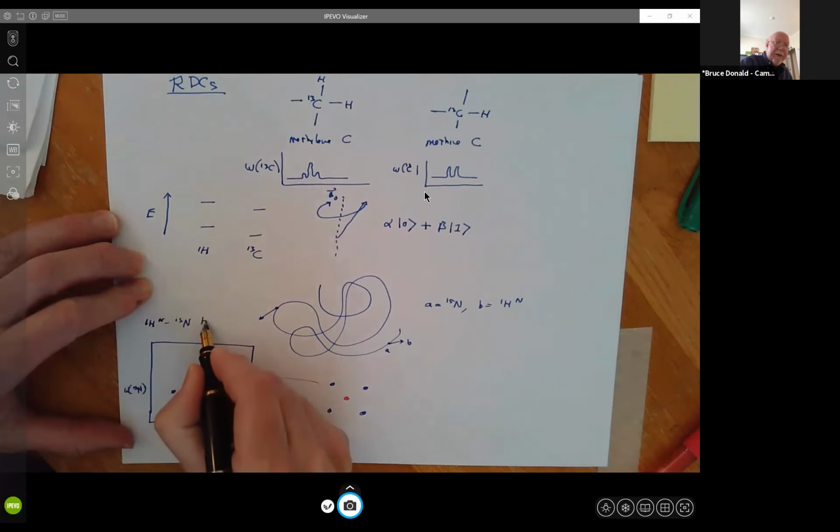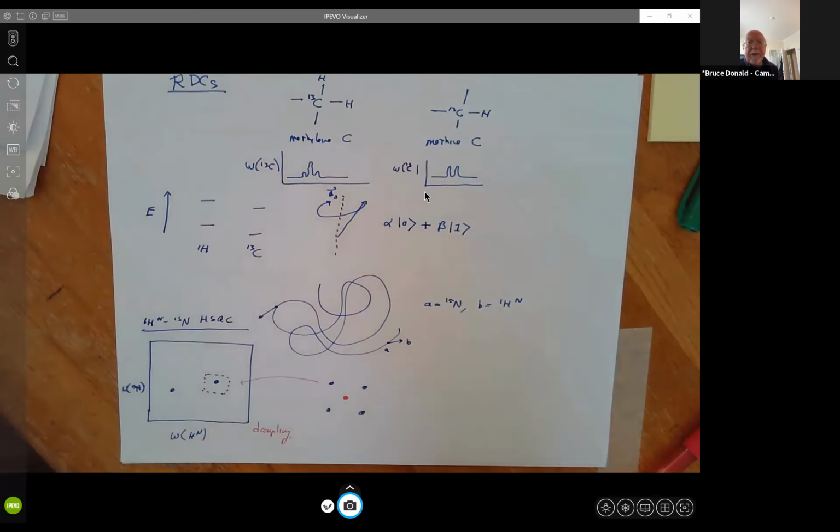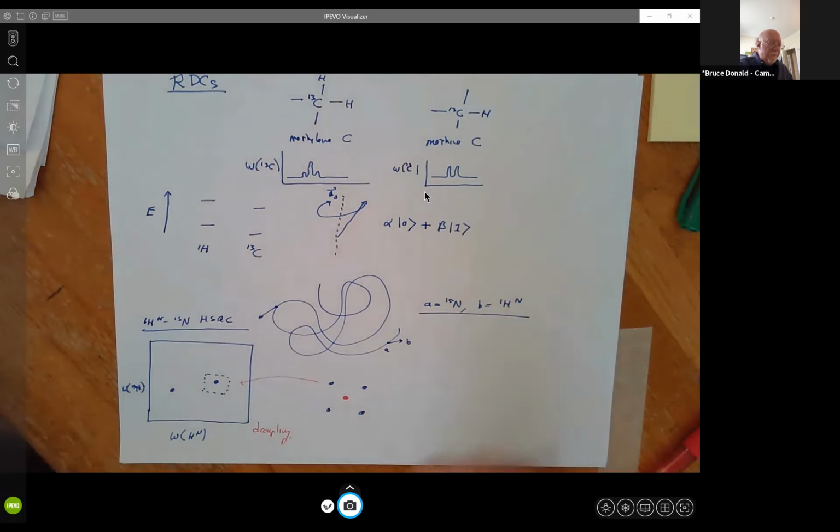N15 HSQC like this. So this basically can be thought of as the primary thing it's doing is doing a 90-degree pulse to transfer magnetization from the proton to the N15 resonance, right? That's the primary thing.